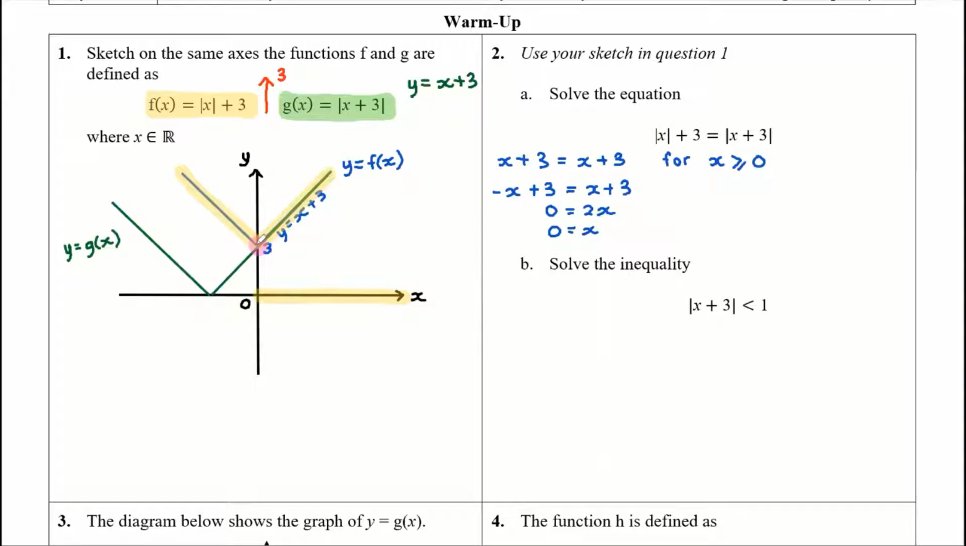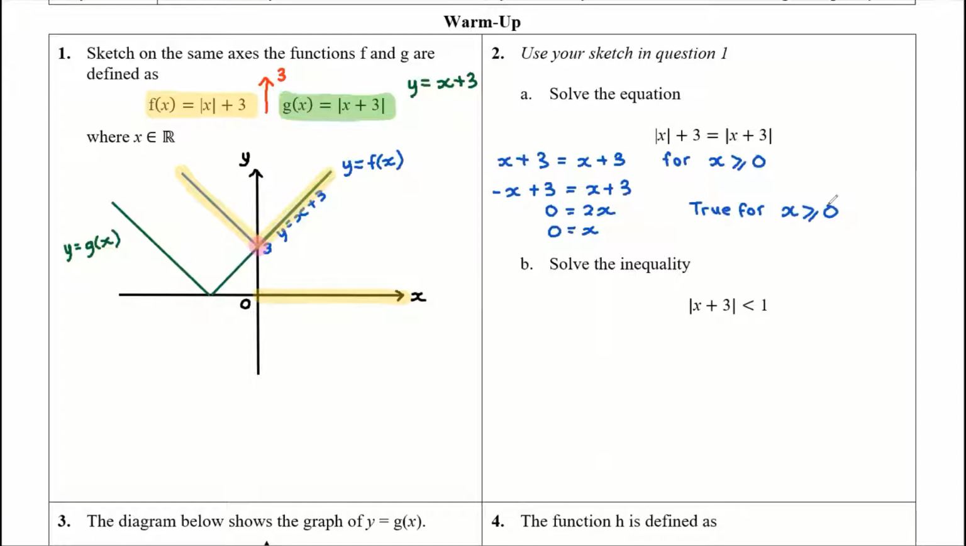So the only way this is going to happen is if x is greater than or equal to 0. Okay, so that's what happens when we solve that equation. We actually get an inequality. It's true for all x greater than or equal to 0.